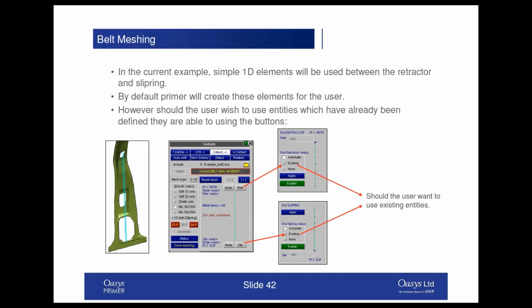So in this example we'll use basic 1D elements and then shells across the occupant, and by default Primer will create these elements for us, the elements for the belt, but also the retractor and the slip rings. If we don't want Primer to create those, we can select the retractor and slip ring buttons as highlighted on the screen there in the menu screenshot. That takes us into a submenu where we have a choice of defining an existing entity within our model. So if we already have a retractor or a slip ring element and we want to reuse that, we can identify this here at this point.